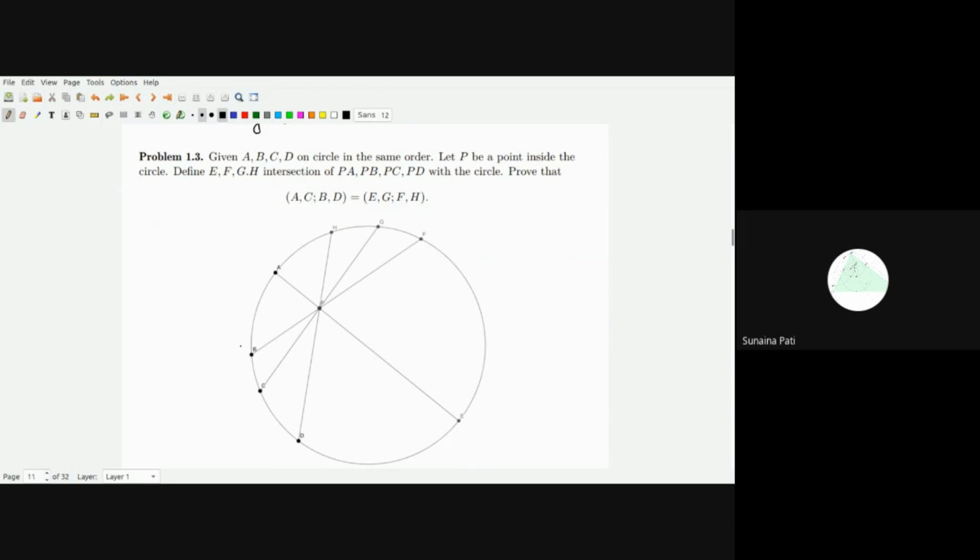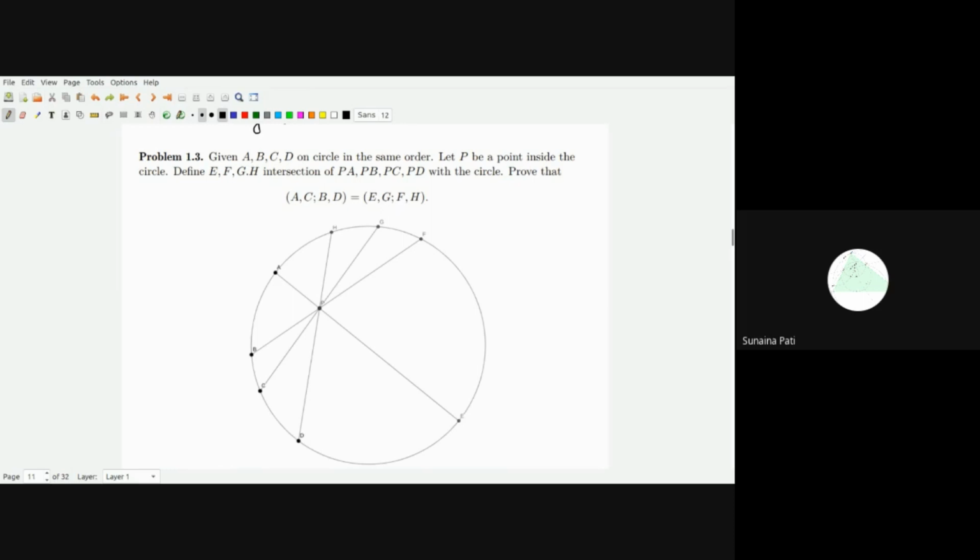So if you have 4 points lying on the circle in this order, A, B, C, D, and you have a point P inside the circle. Consider the intersections of PA, PB, PC, PD with the circle: PA intersects the circle at E, PB at F, PC at G, and PD at H. Now prove that the cross ratio of ACBD and the cross ratio of EGFH are the same, very equal.